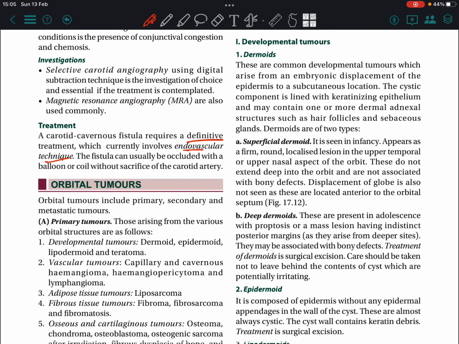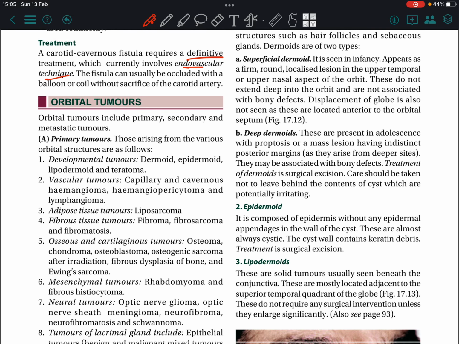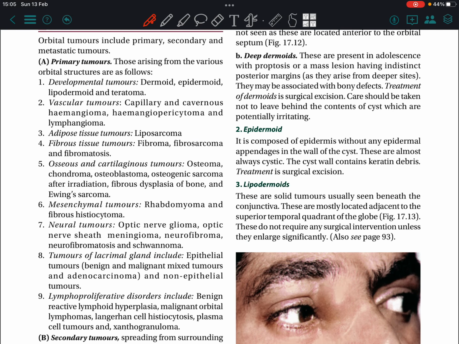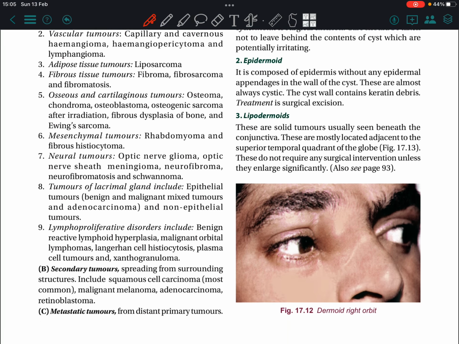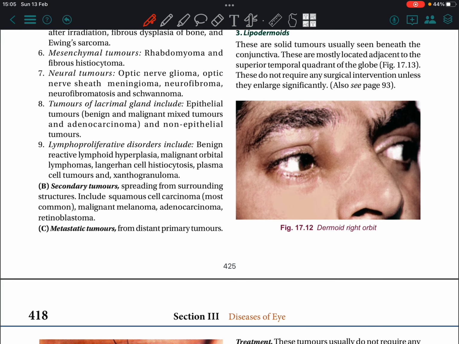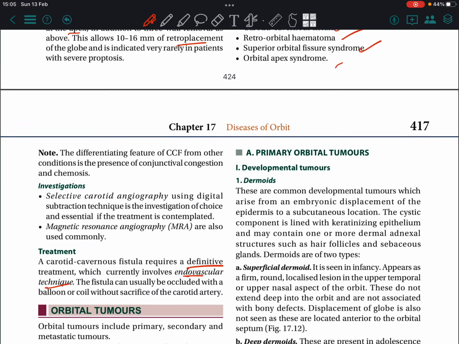Orbital tumors. Primary tumors: developmental, vascular, adipose, fibrous tissue tumor, osseous cartilage tumors, mesenchymal tumor, neural tumors, tumors of lacrimal gland. Secondary tumors: spreading from surrounding structures, including squamous cell carcinoma, malignant melanoma, and metastatic tumors from distant primary tumors.